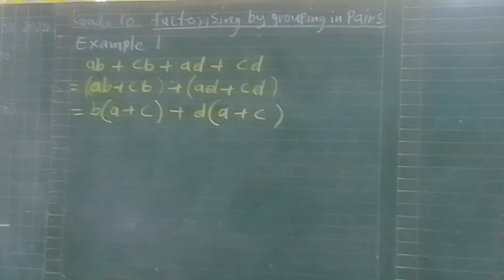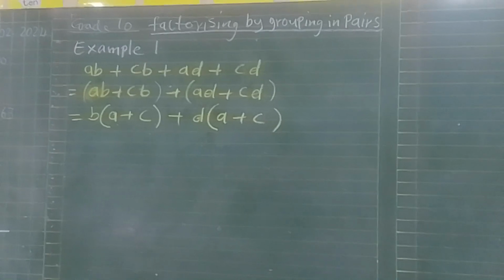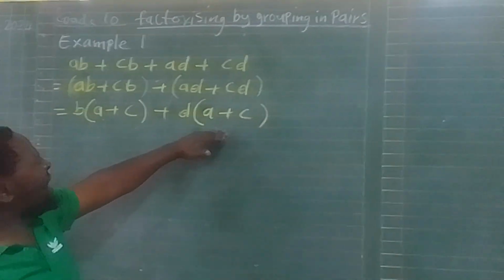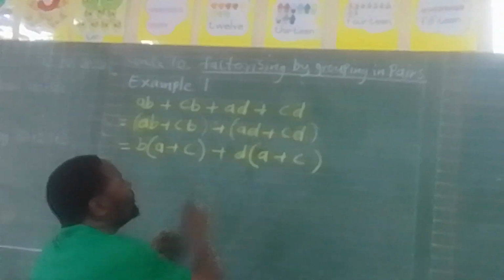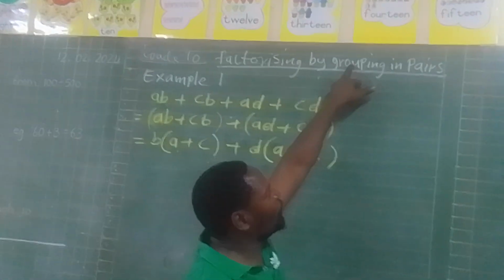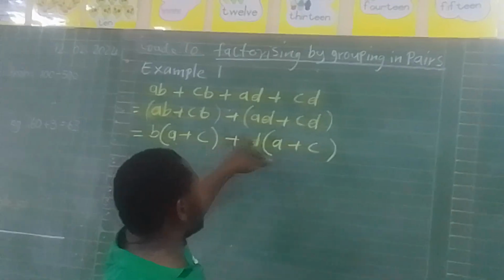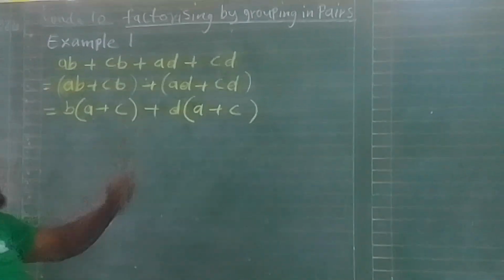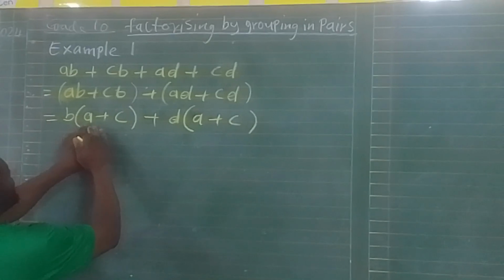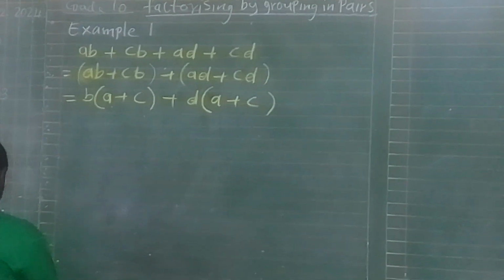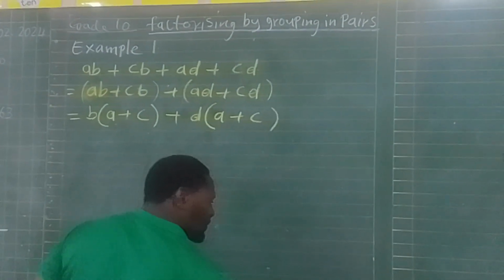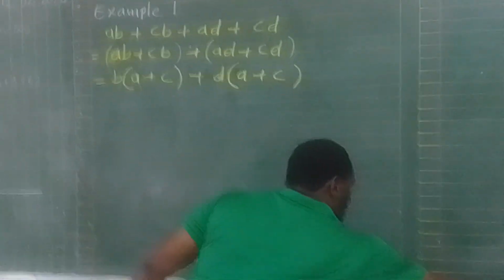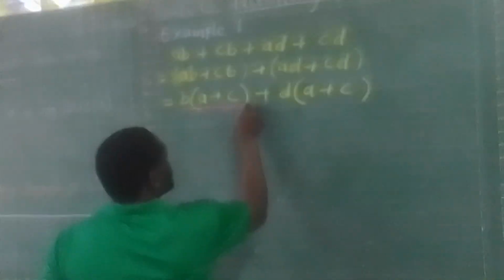Now you have factorized it by using a pair, but you have not yet factorized. You just grouped them. Now pair them so that you have factorized. If you can check, there is AC in this. There is AC in this.